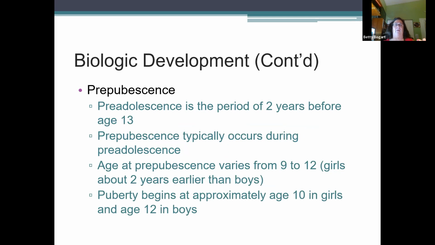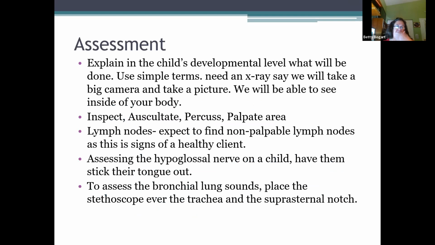So we talk about prepubescence and puberty. We talk about the difference between boys and girls. Know that girls usually start puberty about age 10 and boys at 12. There's 2 years difference. This is the age where the girls are starting to grow up and mature more than the boys. And although they still like the boyfriends, they still think they're silly because they haven't grown up, because the girls are maturing themselves.